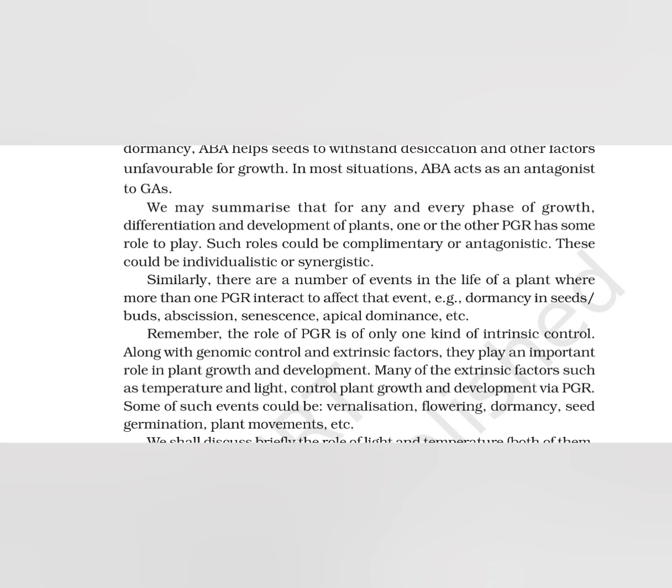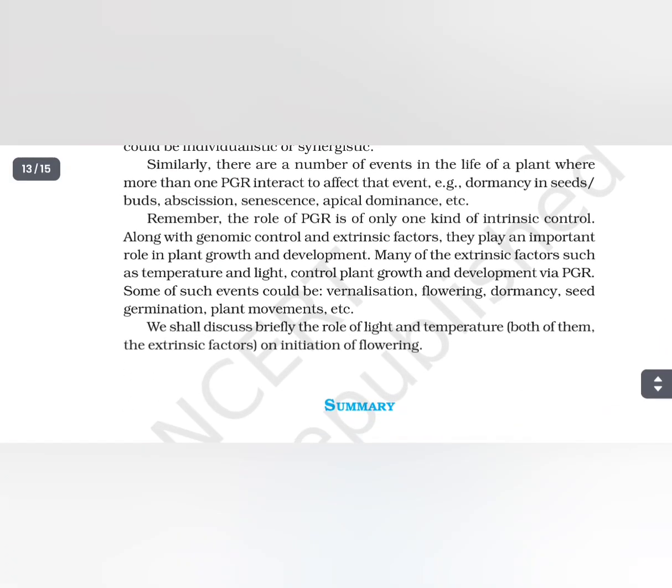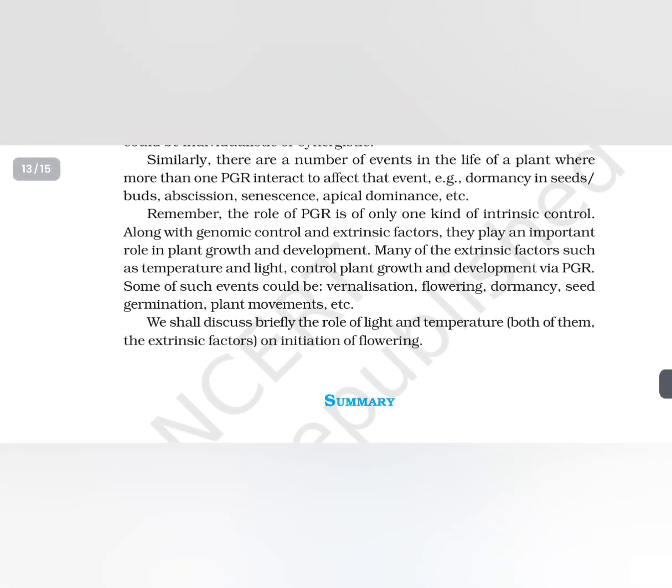Such roles could be complementary or antagonistic. These could be individualistic or synergistic. Similarly, there are a number of events in the life of a plant where more than one PGR interact to affect that event. Example, dormancy in seeds, buds, abscission, senescence, apical dominance, etc. Remember, the role of PGR is of only one kind of intrinsic control. Along with genomic control and extrinsic factors, they play an important role in plant growth and development.